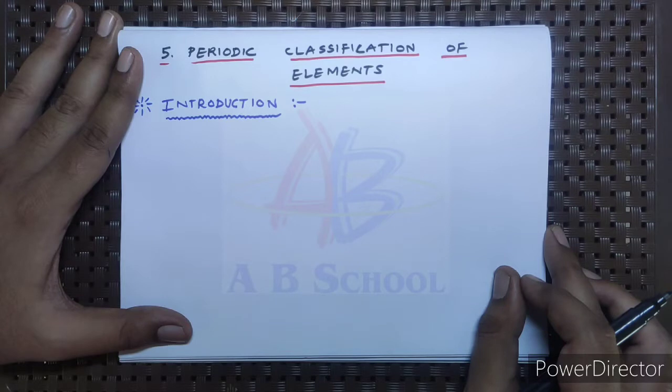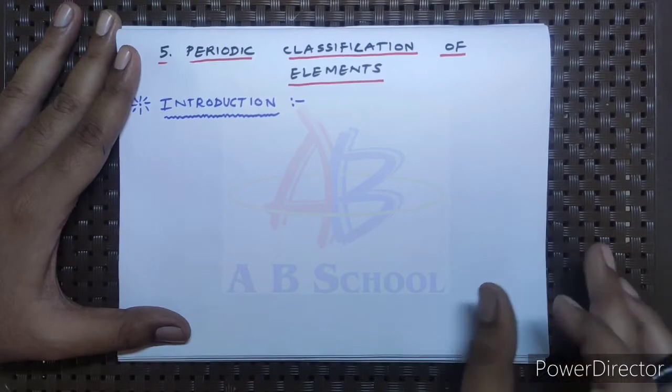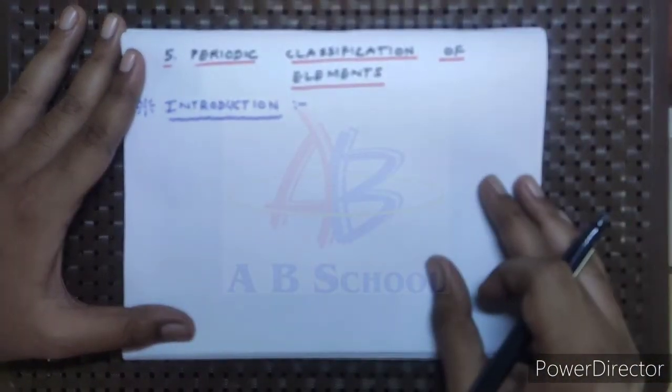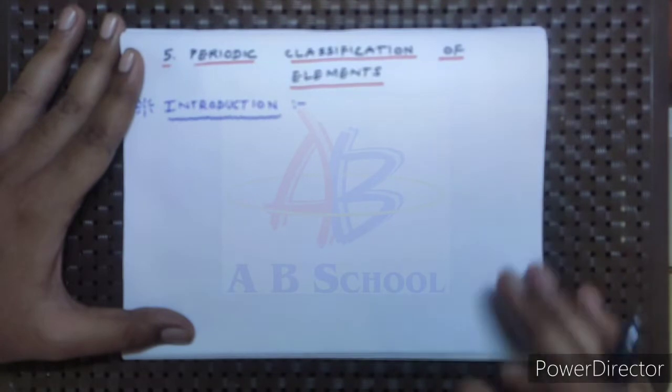In the last lecture, I told you to make a chart of the modern periodic table. Hopefully, all of you have made the chart and have put it up on the place where you read. So, once you are done with that, you can continue with the video. In this chapter, today we are going to talk about the basic introduction and the earlier methods of classification.